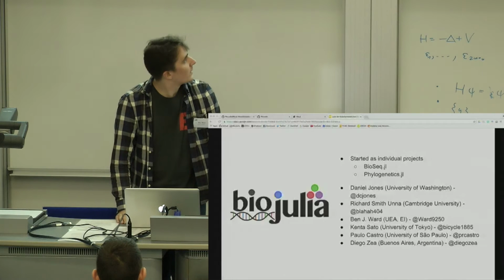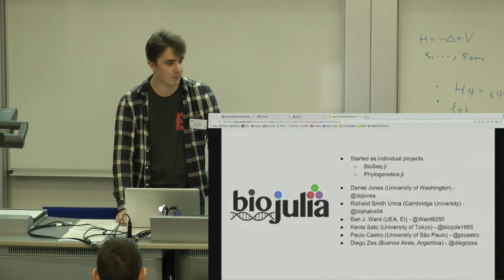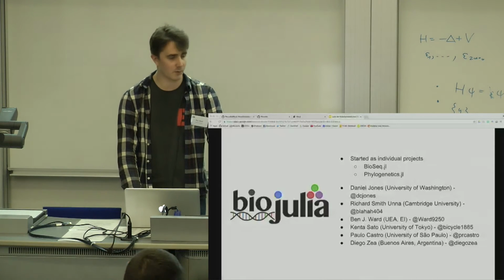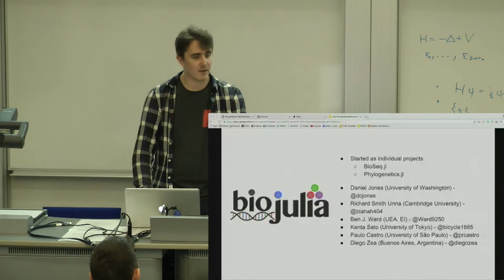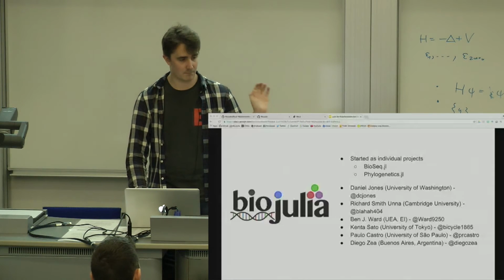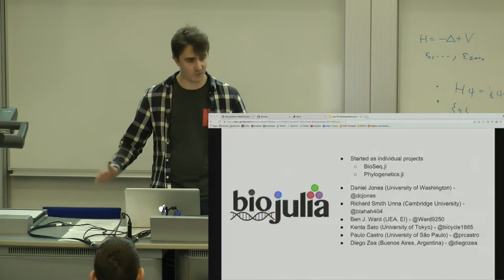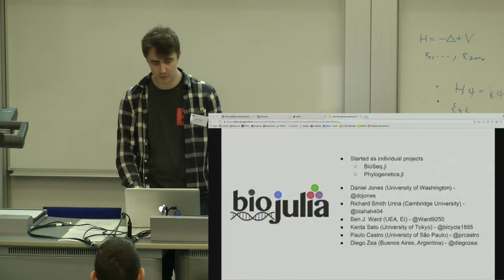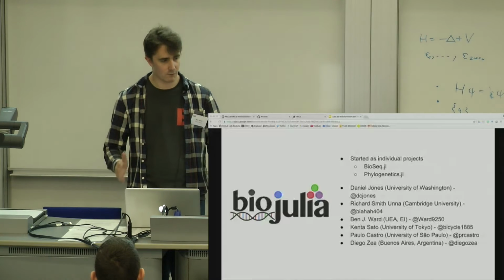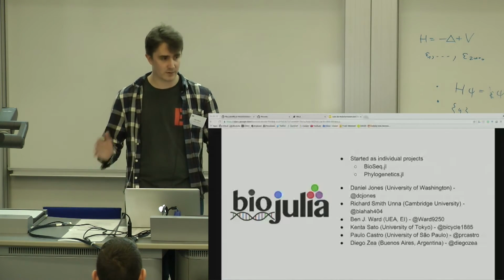At some point, Richard Smith from Cambridge got in contact with me, and he's really good at getting people to work together and bringing people together, and he brought in Dan Jones and Paulo Castro to form the beginnings of a community and start writing code that would bring together Bioseq, phylogenetics, and loads of other stuff still.